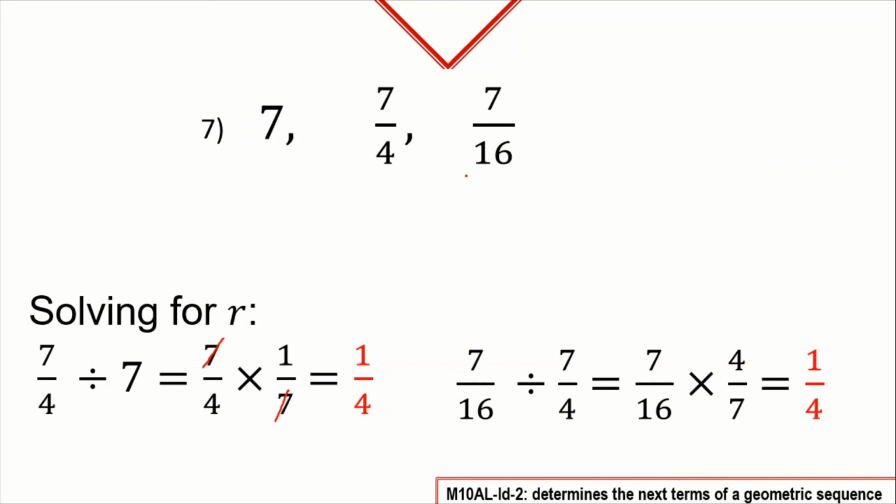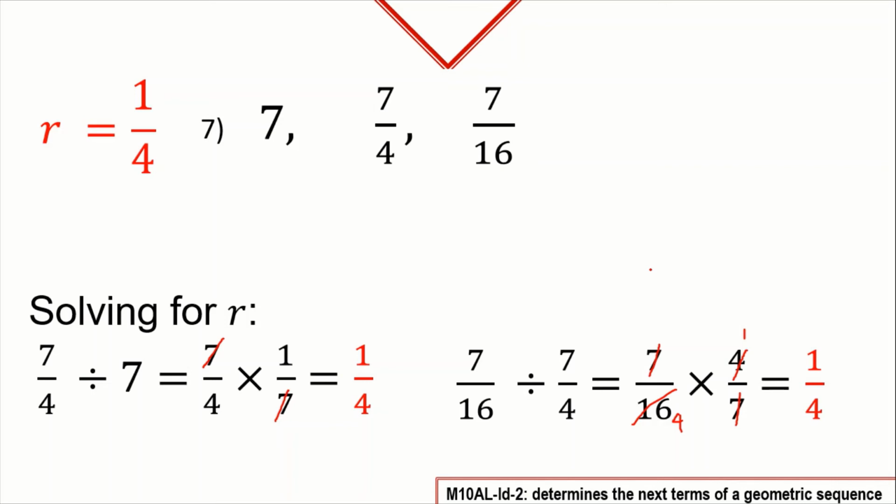Pwede rin naman gamitin ninyo yung third term divided by the second term. So, that is 7 over 16 divided by 7/4. Again, copy the first fraction. Get the reciprocal of the second fraction. So, itong 7/4 naging 4 over 7. Then, proceed to multiplication. Again, cancel natin itong 7 and 7 because that is equal to 1. Then, si 4 and 16, pwedeng i-divide natin sila. Ang GCF nila ay 4. So, 4 divided by 4 is 1. Then, 16 divided by 4 is 4. Kaya, lumabas pa rin si 1/4. Okay? So, the common ratio is 1/4.